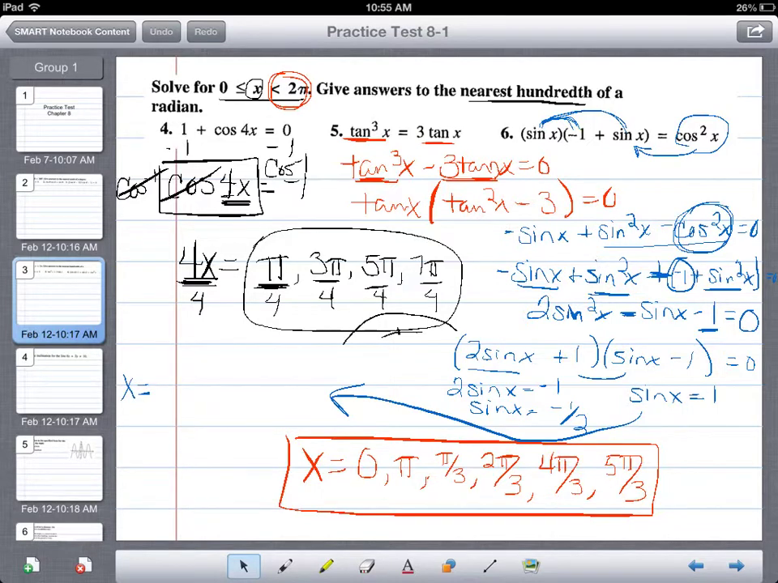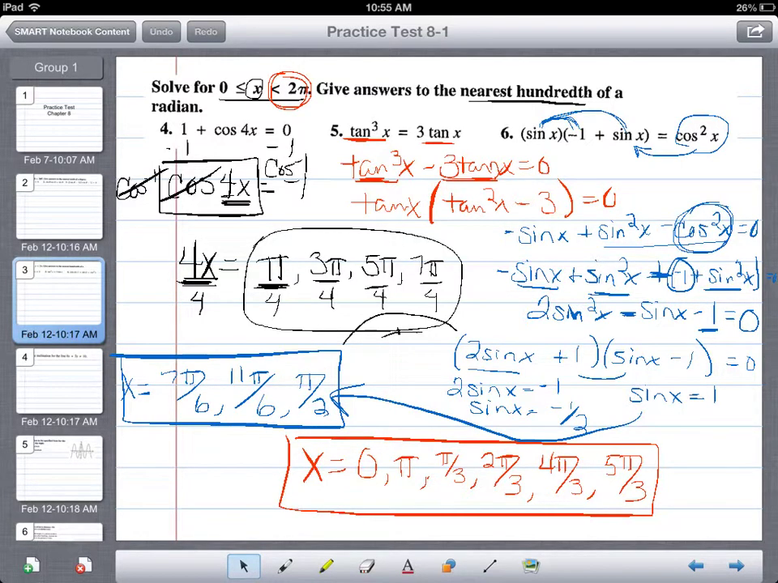I can look on my chart. These are nice easy numbers that are on my chart underneath the sine column. Where sine is negative half is 7 pi over 6 and 11 pi over 6. And where sine is positive 1, that's only at pi over 2. So here are 3 answers for x for number 6.